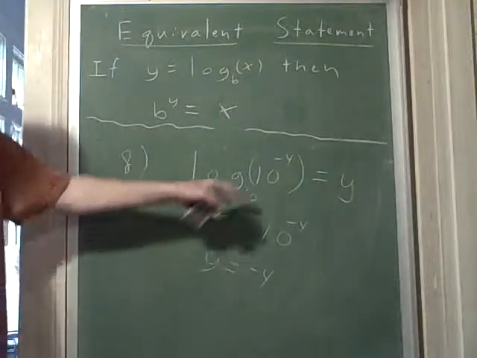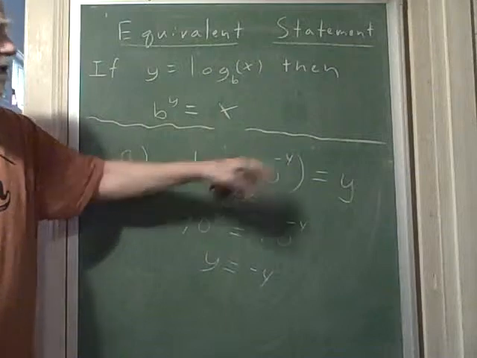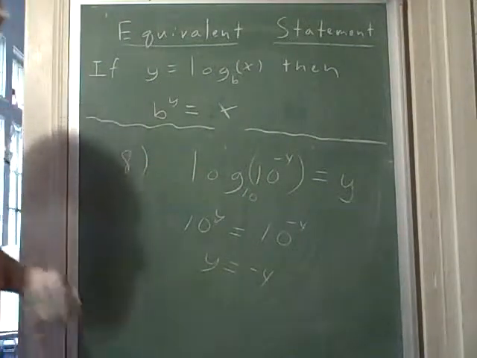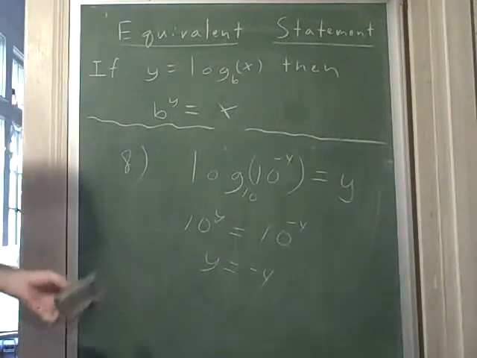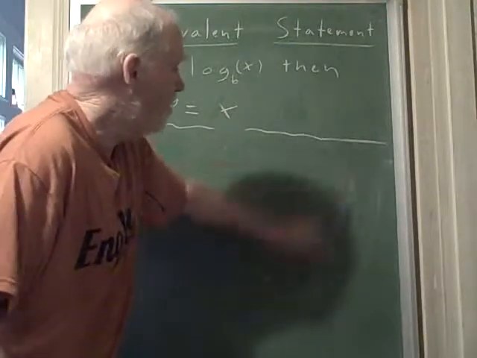Also, 10 to the x base 10 is always going to give you the x, or whatever that exponent is, because if you put an f inside an f inverse or vice versa, you're going to just cancel each other out. Okay, let's do a couple more.